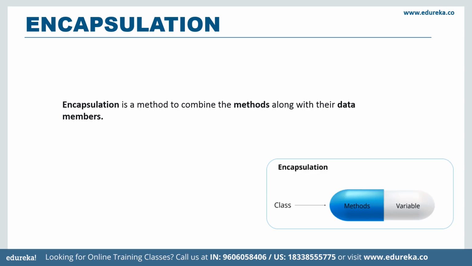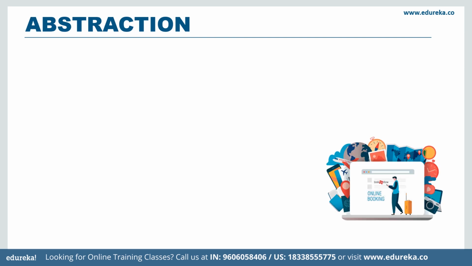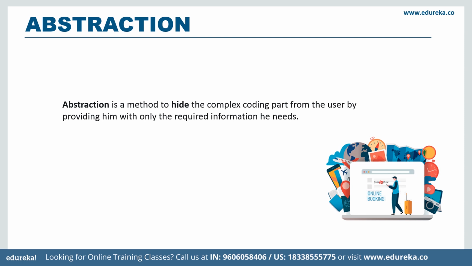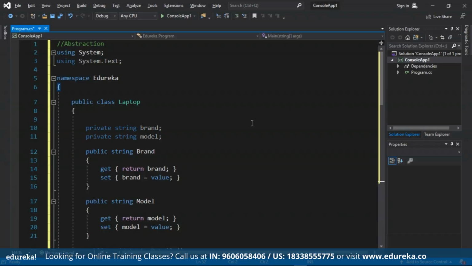Now let's move on to the next part of object-oriented programming, which is abstraction. Abstraction is a method to hide the complex coding part from the user by providing him with only the required information he needs. Now let us execute a program based on abstraction to understand this in a better way. This particular program is based on abstraction. Abstraction is a procedure in which you hide the unnecessary information from the user and help him get only the information which he is looking for.